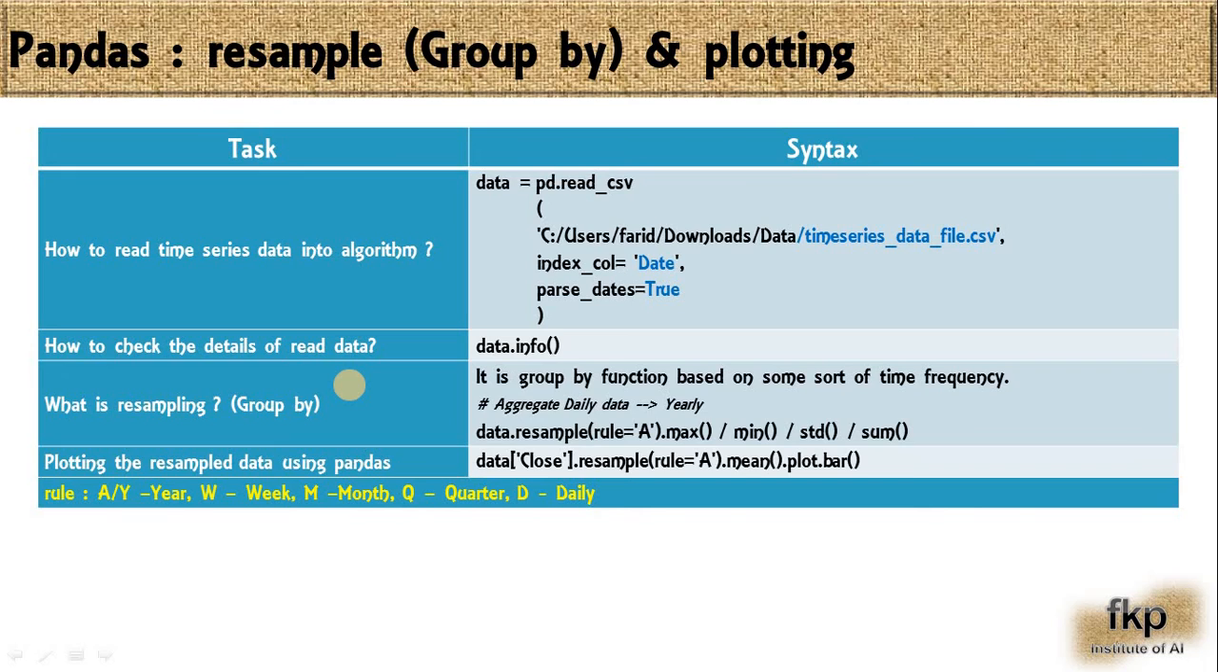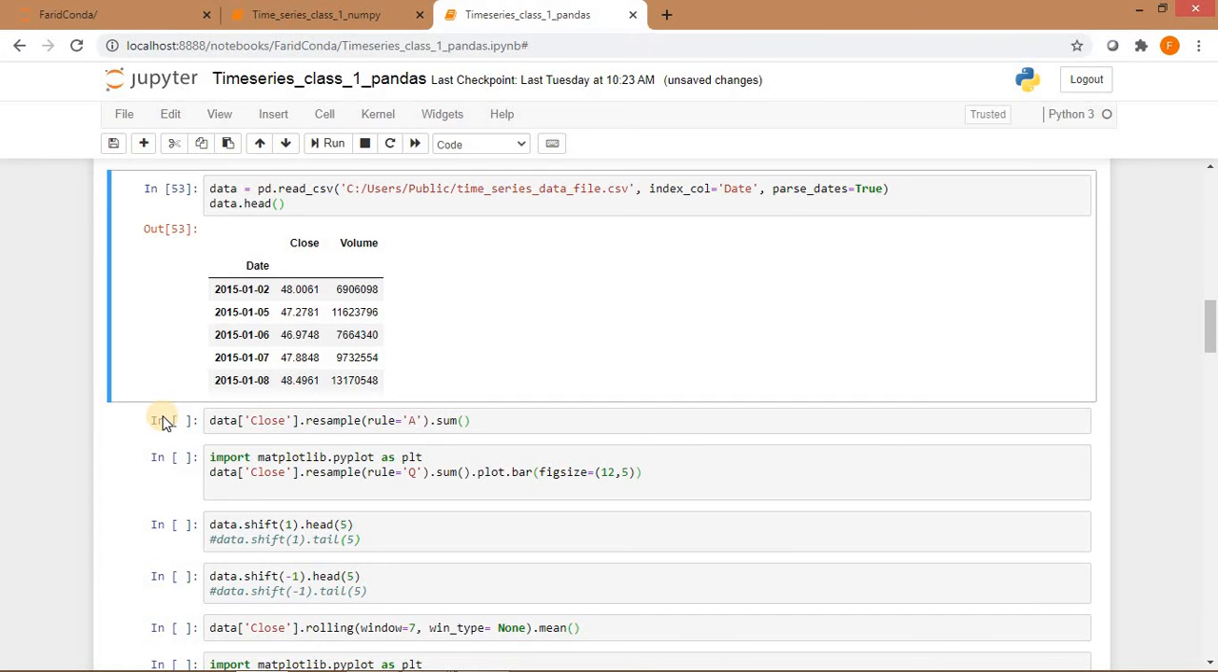Let's see what I have in the other topics in this session. Resampling is a very important function in time series, and we need to be very much familiar with it. In databases we say group by and columns, right? The group by function is really required to perform aggregates.